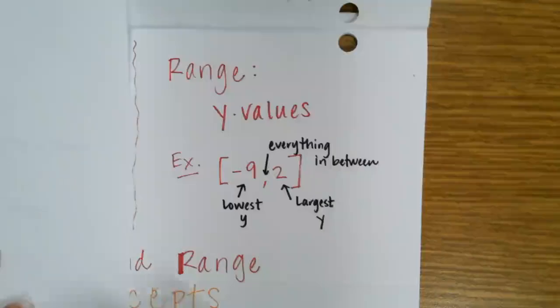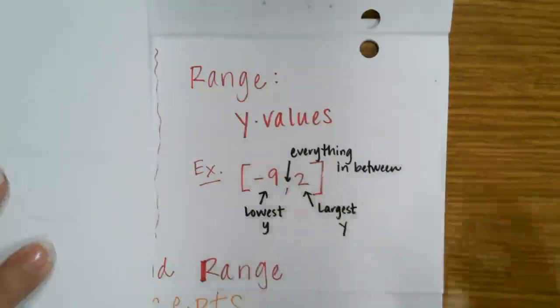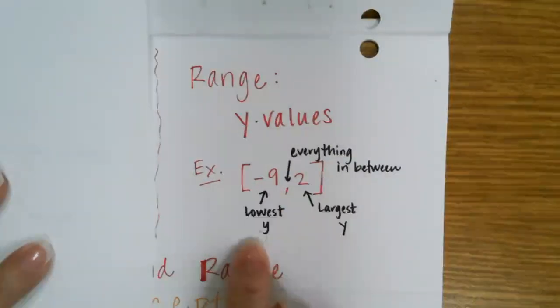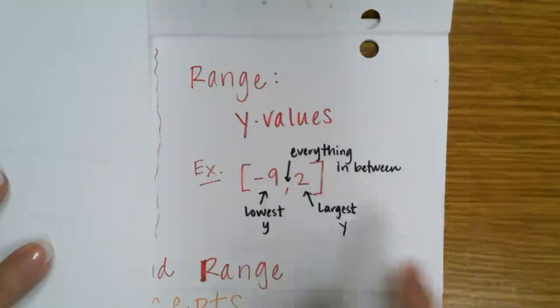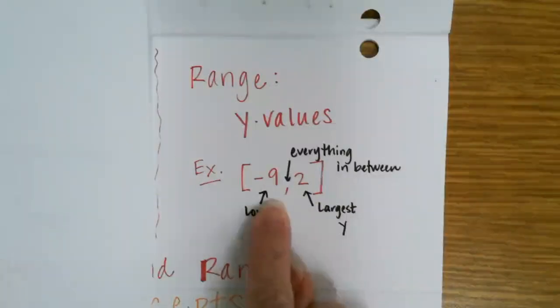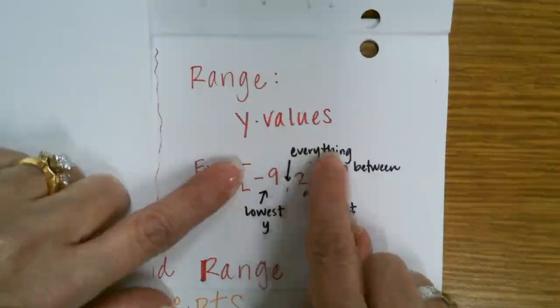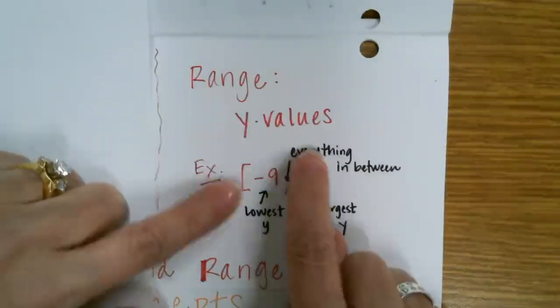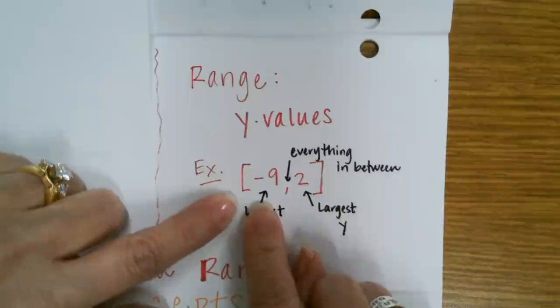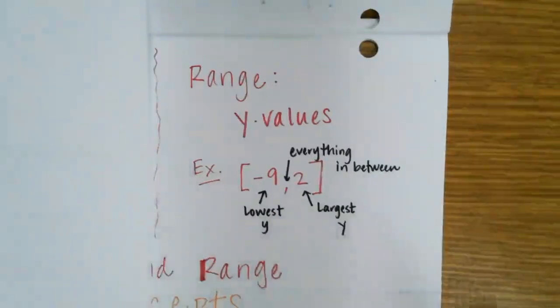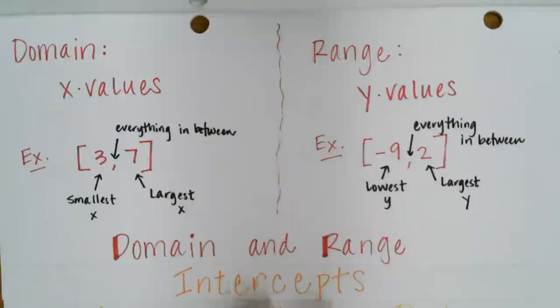All right, so now I'm going to go over and talk about the range. Well, the range is the same thing, except the range is talking about the y values. So I just made this up. The smallest y is -9. The largest y is 2. The comma represents that it's everything in between. So everything from -9 to 2, including -9 and 2. So these brackets are telling me that -9 and +2 are both parts of the range. So the domain refers to the x value and the range refers to the y value.